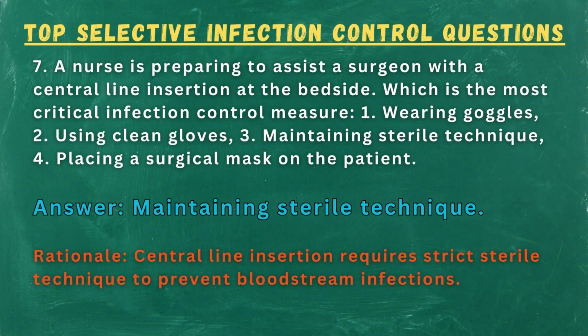7. A nurse is preparing to assist a surgeon with a central line insertion at the bedside. Which is the most critical infection control measure? 1. Wearing goggles. 2. Using clean gloves. 3. Maintaining sterile technique. 4. Placing a surgical mask on the patient. Answer: maintaining sterile technique. Rationale: central line insertion requires strict sterile technique to prevent bloodstream infections.